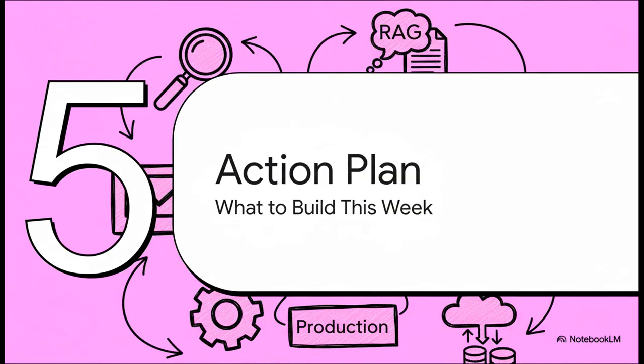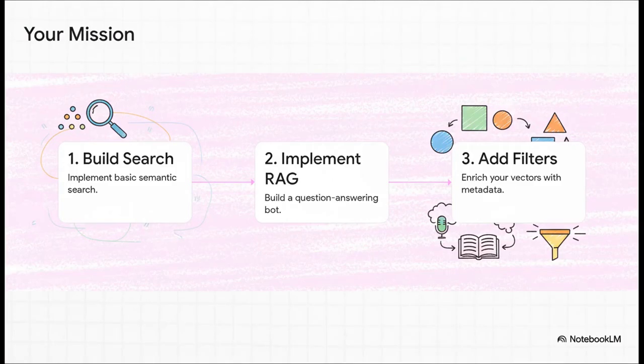Whew, we have covered a lot of ground. But knowledge is only useful if you actually apply it. So let's wrap this all up with a clear, actionable plan for what you can build like this week. So here it is, your mission, should you choose to accept it. First, build a basic semantic search over a small set of documents you care about. When you get that working, build a RAG chatbot on top of it. And finally, add some metadata to your vectors and implement a hybrid search with filtering.